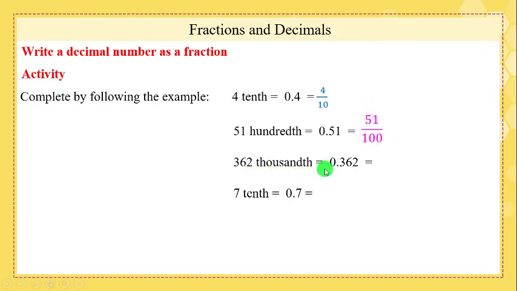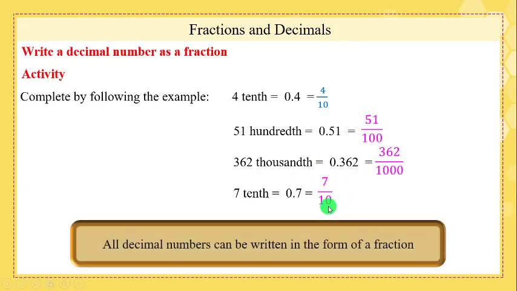362 thousandths is equal to 0.362. We have 3 digits in the decimal part. This means that we have 3 zeros beside 1 in the denominator, so it is equal to 362/1000. 7 tenths is equal to 0.7. We have one digit in the decimal part. This means that we have one 0 beside 1 in the denominator, so it is equal to 7/10. In conclusion, all decimal numbers can be written in the form of a fraction.